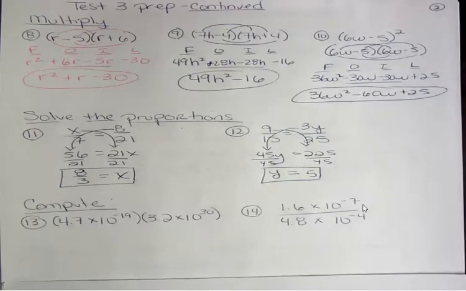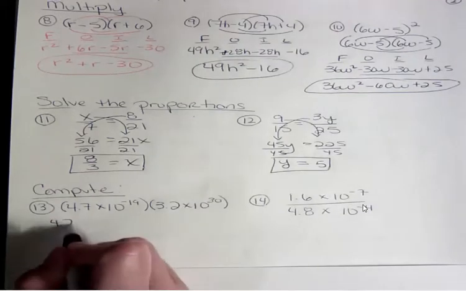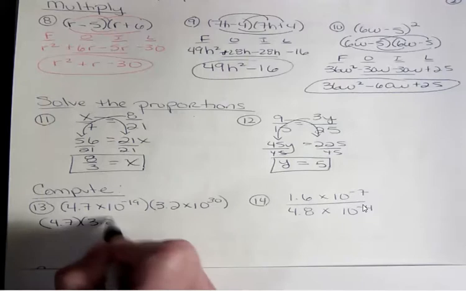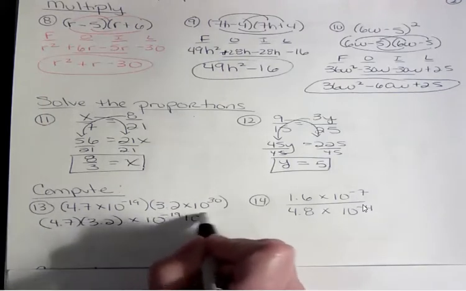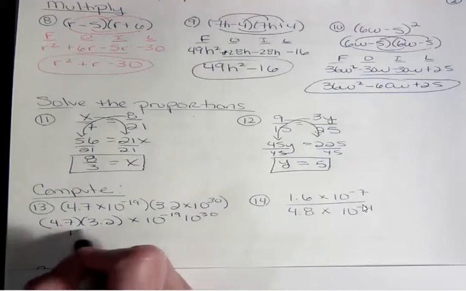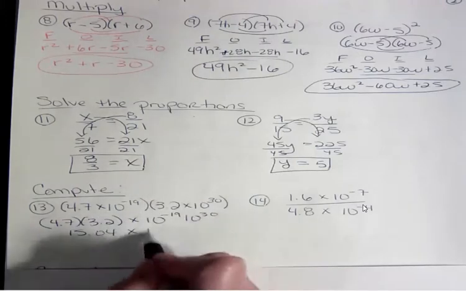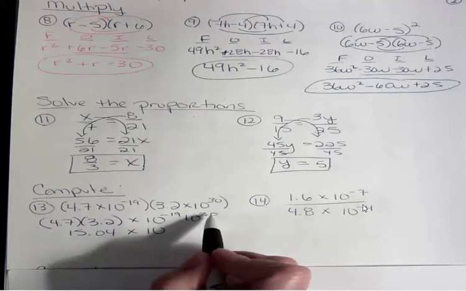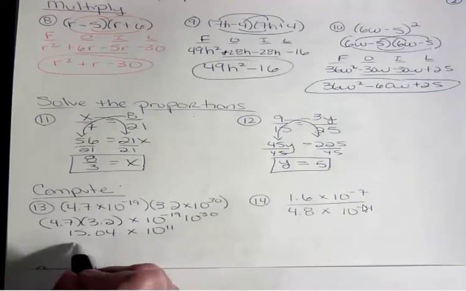Computing using multiplication. When you're multiplying and you want to give your answer in scientific notation, you're going to multiply the number parts, 4.7 and 3.2, and then do your powers of 10 part. 4.7 multiplied by 3.2 is 15.04. I did have this written down ahead; I did not just do that in my head. Then negative 19 and positive 30, when you add those together, you get 11. And then we're going to move the decimal point 1 to the left.